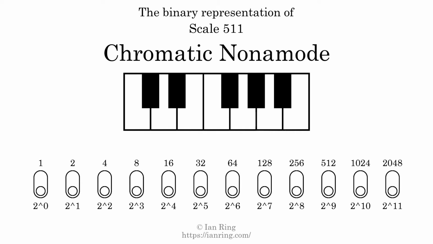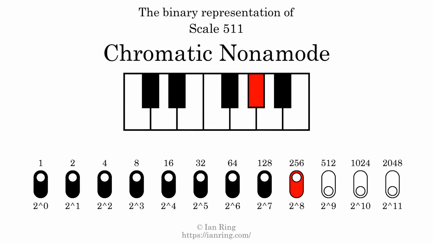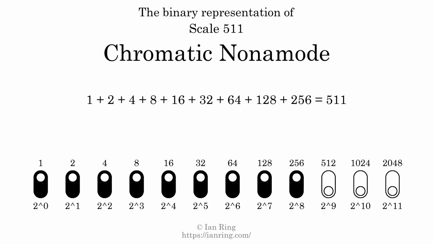The binary representation of this scale is determined by mapping tones of the scale to binary digits. Each binary digit represents a power of 2. To get the scale number, we add the powers of 2 together. The powers of 2 that are present in the scale, all added together, equals 511. That is why the scale number, in decimal, is 511.